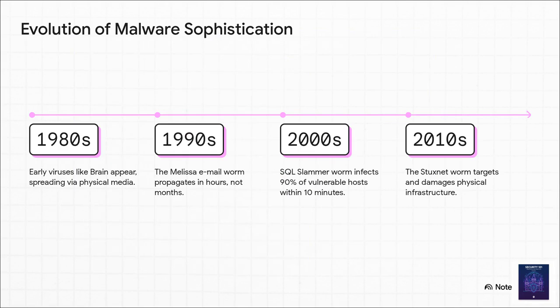And you can really see how the stakes have escalated on this timeline. Back in the 80s, viruses were mostly just annoying pranks. By the 90s, worms like Melissa could spread around the globe in hours. Then in the 2000s, things got crazy. Worms like SQL Slammer infected most of the vulnerable internet in just 10 minutes. And then came Stuxnet in the 2010s, a full-blown cyber weapon so sophisticated it could physically destroy industrial equipment in the real world. The game had completely, fundamentally changed.